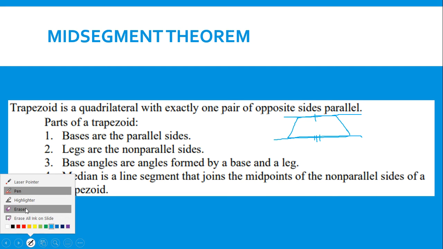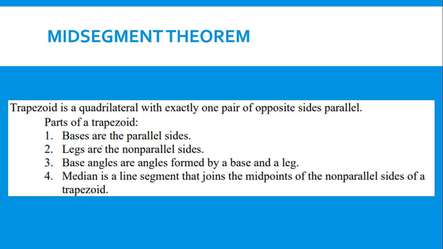Okay? So those are the bases. Let's go to the definitions. Number 1, bases are the parallel sides. They are always parallel sides, and if they are parallel sides, they are called bases. Number 2, legs are the non-parallel sides. So if we have the bases, the remaining sides are the legs. The non-parallel sides are the legs of the trapezoid.